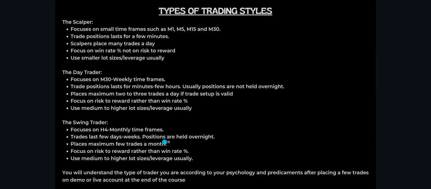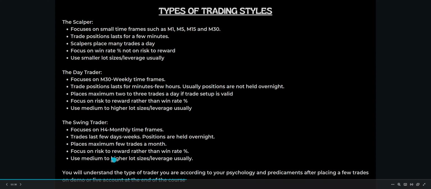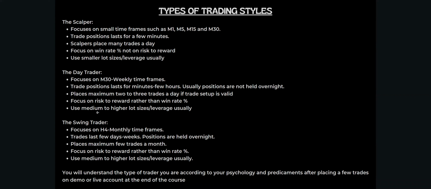They like to place a maximum of a few trades a month because they're taking positions which are held over a few days to weeks. So they can't take more positions, right? Because as day traders, we close it off the same day or the next day, but they hold trades. And again, just like the day trader, the swing trader likes to focus on risk to reward instead of their win rate percentage. And they like to use, obviously, medium to higher lot size. The reason I mentioned medium to higher is because we don't have to be right all the time, but we take few trades. So if you take few trades, you would like to maybe risk a little more.